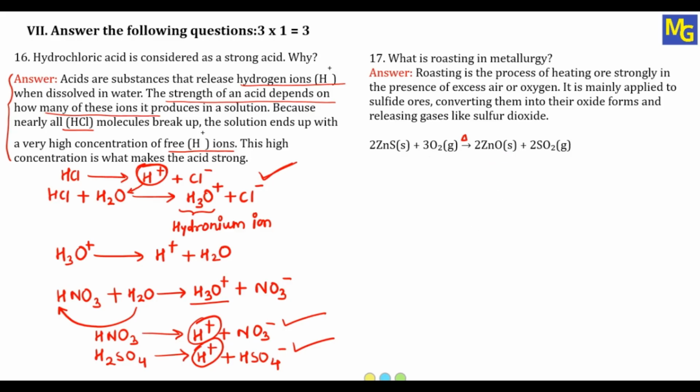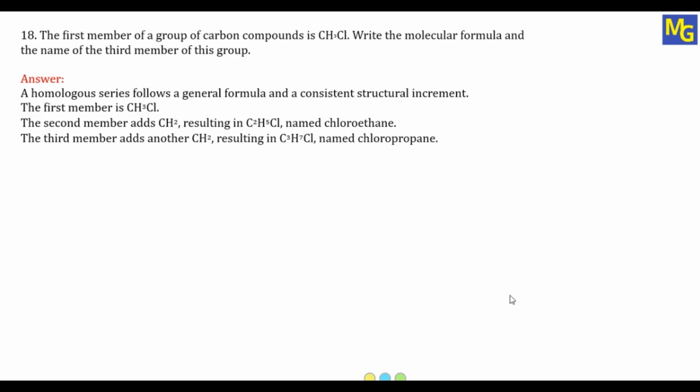I hope you are understanding the answer. Now we'll move to the next question on the next page. Question number 18. The first member of a group of carbon compounds is CH3Cl. Write the molecular formula and the name of the third member of this group. So here they have asked the homologous series of this member.